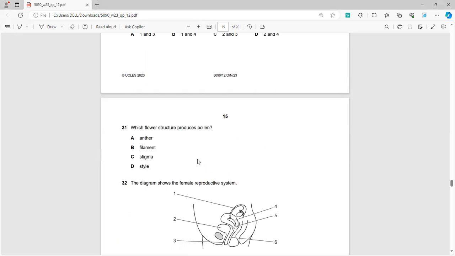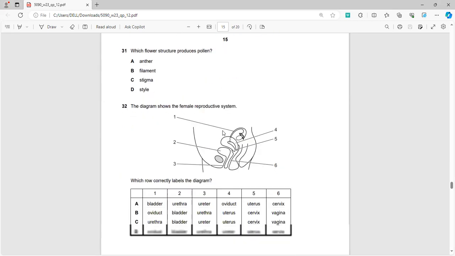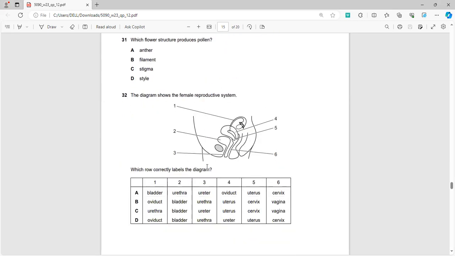In question 31, they ask which flower structure produces pollen. Always the male structure produces pollen, and in plants it is the anther. Now in question number 32, we have to describe each of the labeled parts.